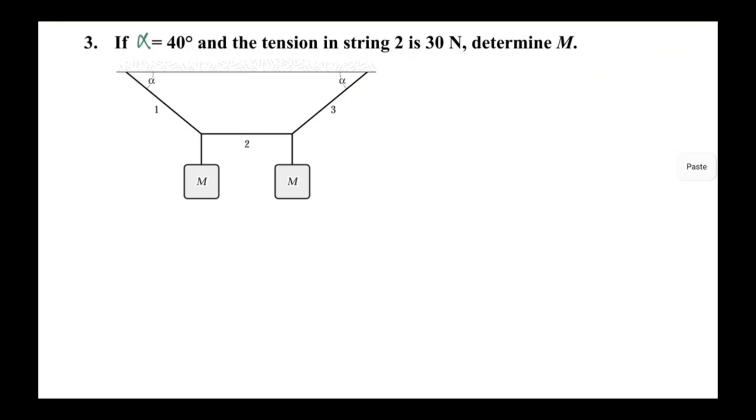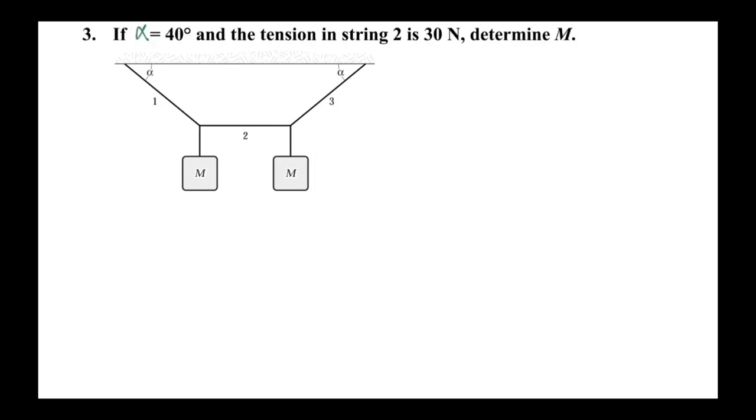If alpha equals 40 degrees and the tension T2 is 30 newtons, how much is m? If we look at this figure, we will see that it's a symmetric situation. So if you solve one of them, there's no need to solve the other part. So let's solve this part right in here. Now let's find the forces on the system.